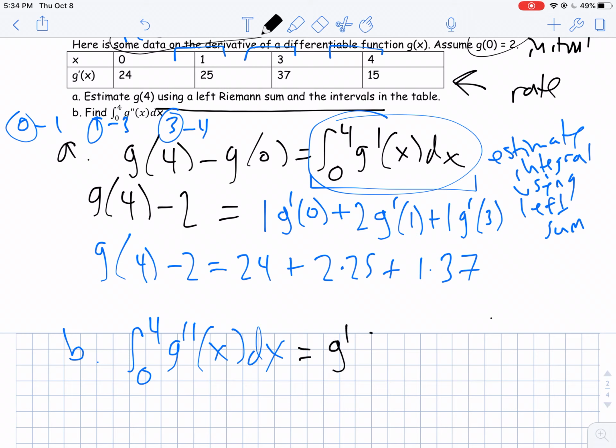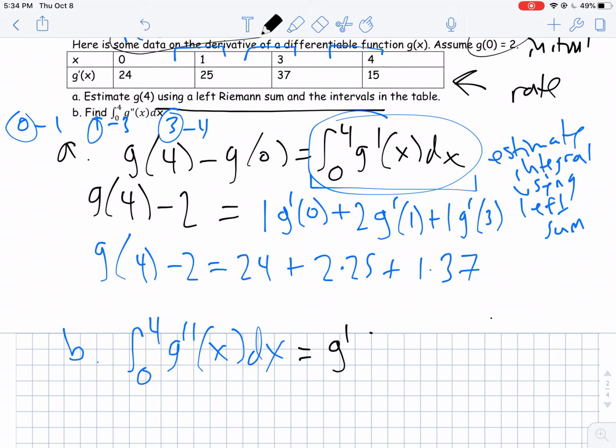So if you integrate g double prime, you get g prime. That's just telling you what's g prime of 4, what's g prime of 0, and let's subtract. And we know those values from the table. It's there and there. So that's 15 minus 24, which should be negative 9.